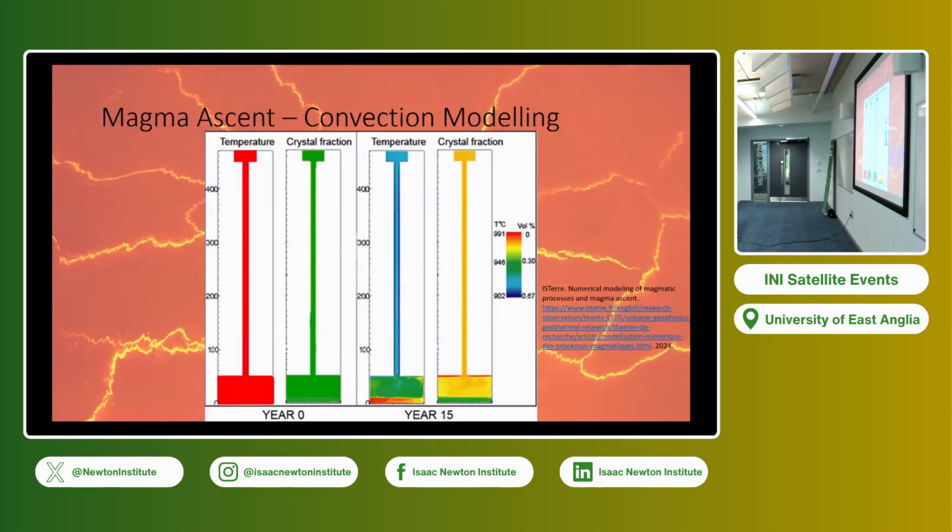And here's another example. This is convection. So this is single phase, but just looking at the temperatures of what's happening as well.